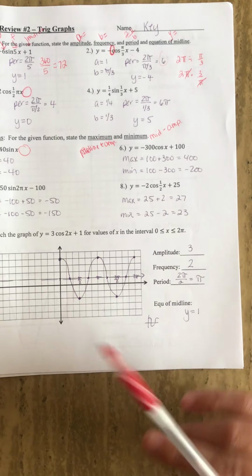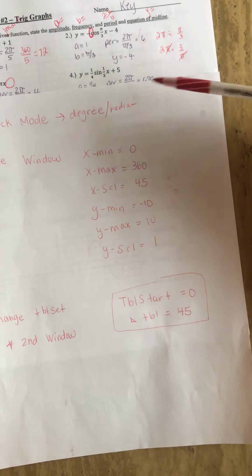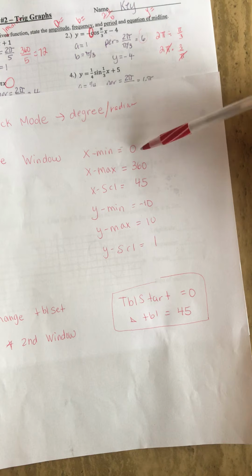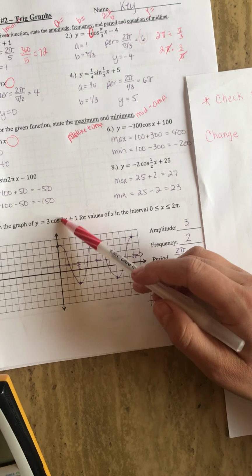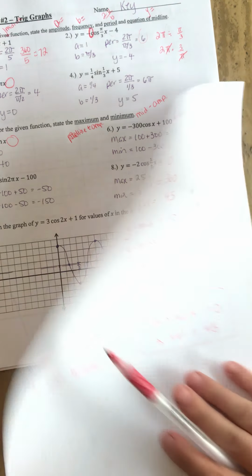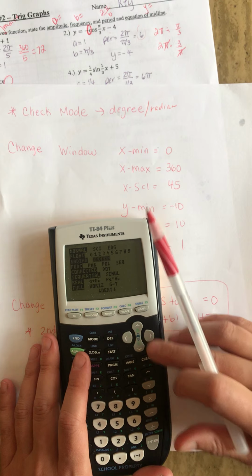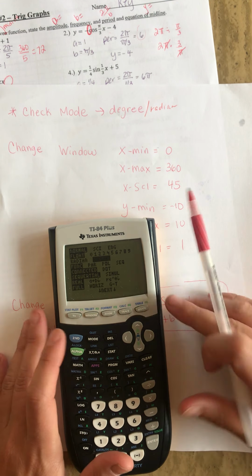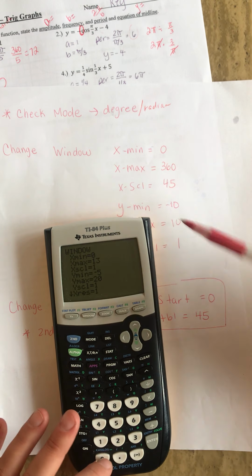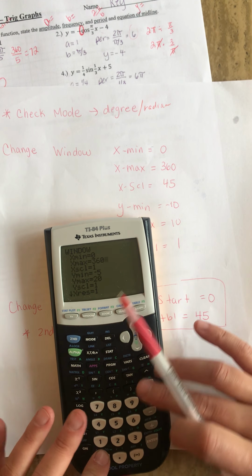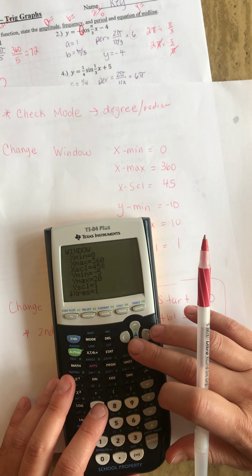Okay, to go ahead and sketch, there's two ways. We talked about setting up your graphing calculator. If you guys want to go ahead and follow this, make sure that you check your mode. So for this one right here, we're going to be in degree mode. So you guys would hit mode and make sure that you are in degree, which I was not. Then you would go to your window and you have to change it from 0 to 360. And my scale will be by 45.